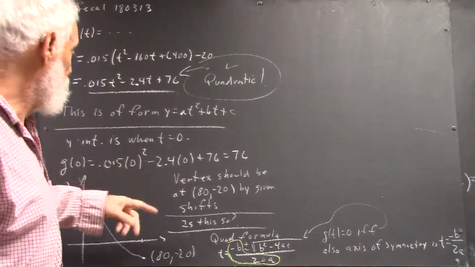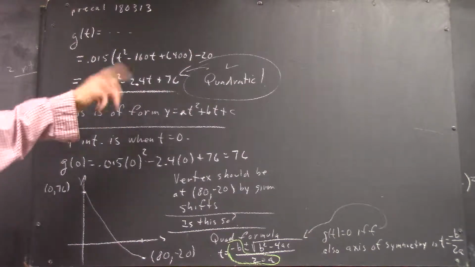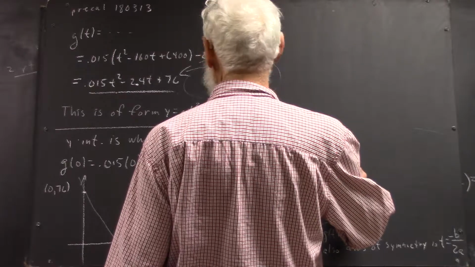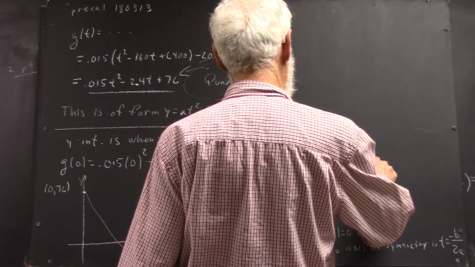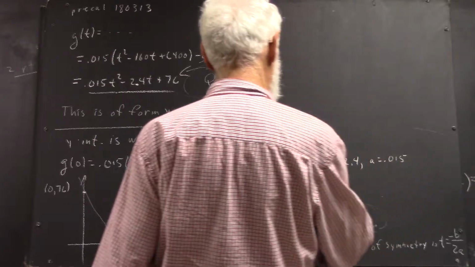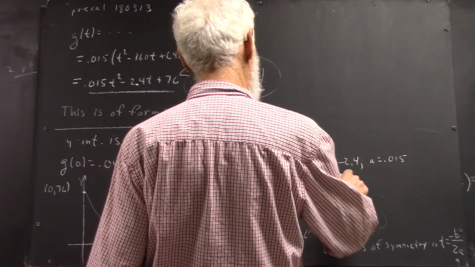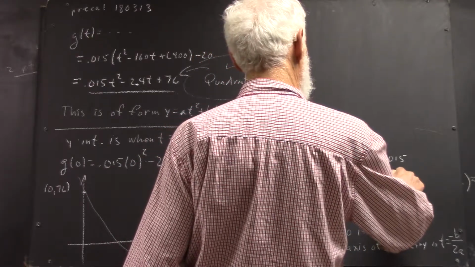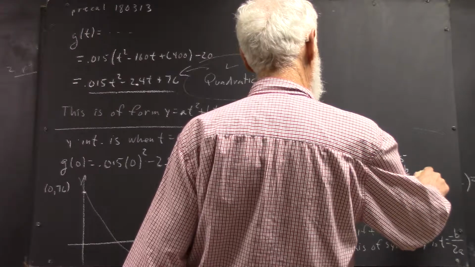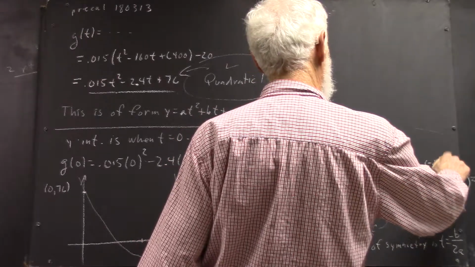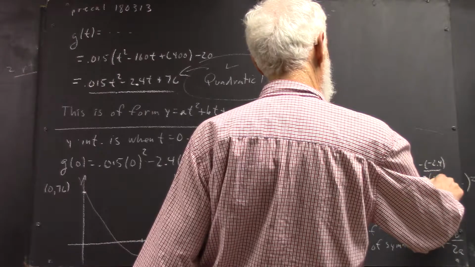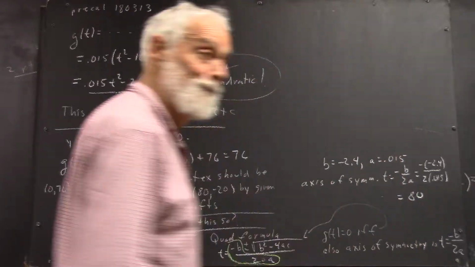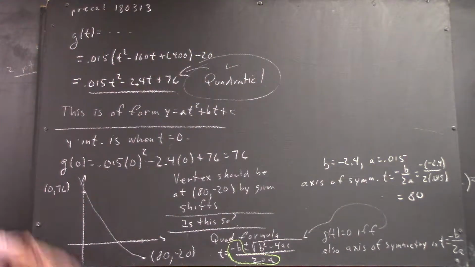So let's just evaluate that. Let's see, what's b? b equals negative 2.4, a equals 0.015. Axis of symmetry, t equals negative b over 2a, which is negative of negative 2.4 over 2 times 0.015, which is 80. T equals 80. That's the line here.